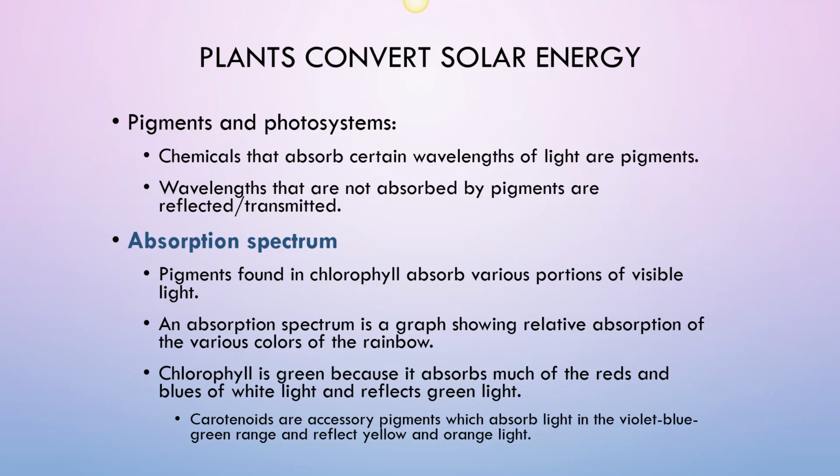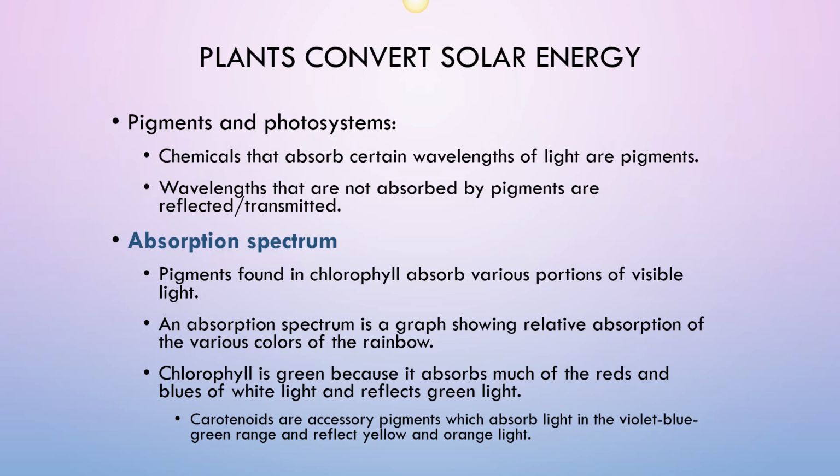Pigments and photosystems: chemicals that absorb certain wavelengths of light are considered pigments. Wavelengths that are not absorbed by pigments are reflected or transmitted. If we look at the absorption spectrum, pigments found in chlorophyll absorb various portions of visible light. An absorption spectrum is a graph showing relative absorption of the various colors of the rainbow. Chlorophyll is green because it absorbs much of the reds and blues of white light, and it reflects away green, so that's why we perceive it as green.